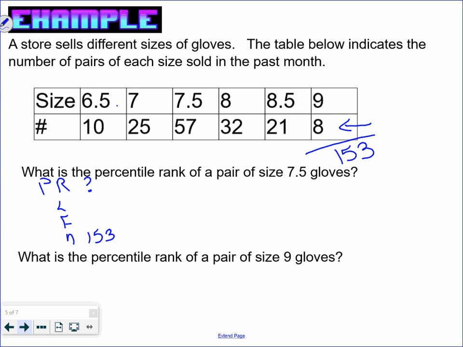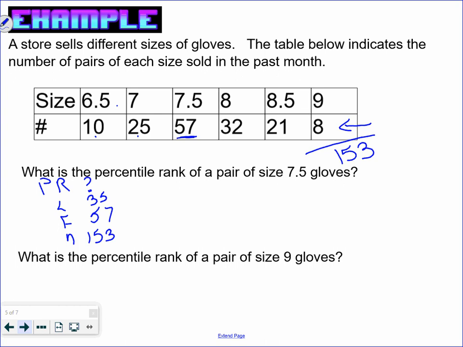F is the frequency. So we're talking about size 7.5 gloves. So how many of those were sold? 57 of those were sold. And the last part, L, stands for how many were less. So less in size. So size 7s and size 6.5s are less than 7.5. So we're going to add the number of those gloves sold, so 10 and 25, to get to 35.